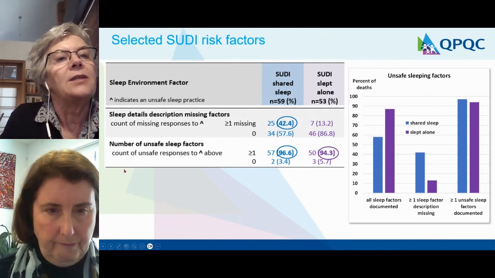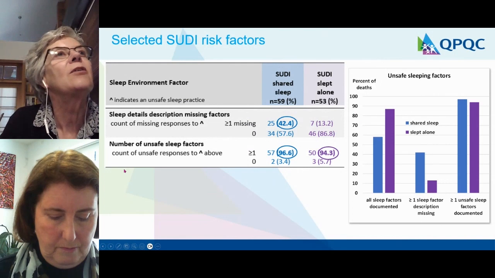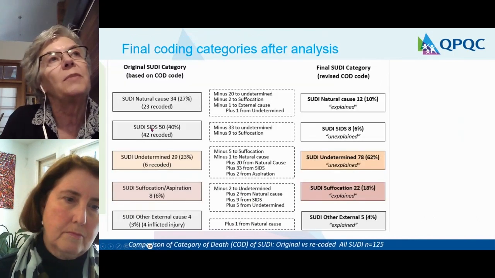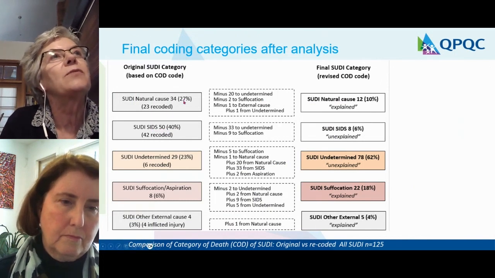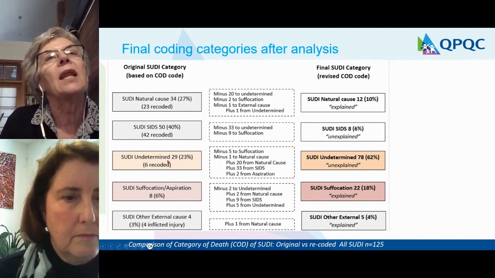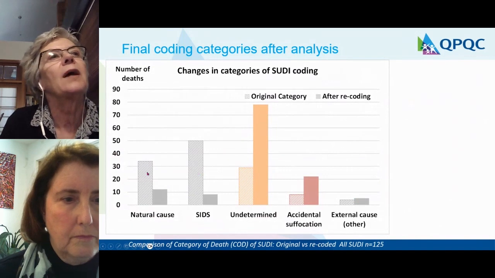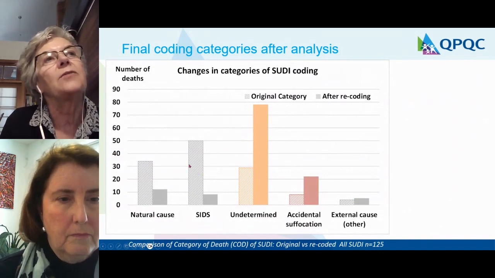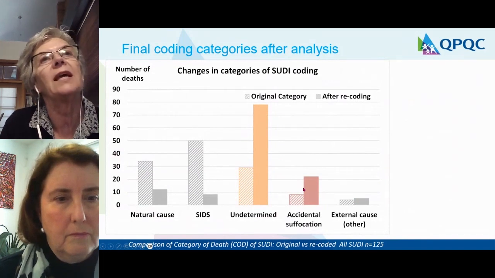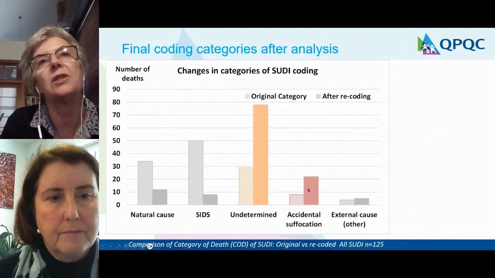So final closing categories, and again, I'll show you a graph that explains this. We started off with most of the SUDI having been officially categorised as SIDS, and then relatively equal numbers of natural cause and undetermined cause, and very few aspiration. And our final categories completely flipped those, and so we ended up with natural cause and SIDS dropping to very low levels, and the undetermined category and the accidental suffocation increasing a great deal to 22%, which is a ballpark similar to Sharon, who mentioned theirs was 18%.